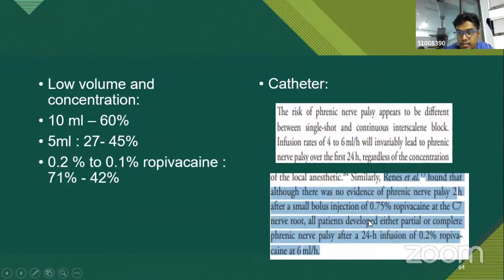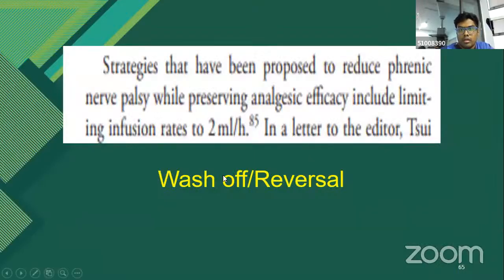And this is a study by Renes et al., where there is no evidence of phrenic nerve palsy 2 hours after the small bolus injection of 0.75% ropivacaine, the C7 route. But all the patients developed either partial or complete phrenic nerve palsy after a 24-hour infusion of 0.2% ropivacaine at 6 ml per hour. Now, how safe are we when giving an interscalene block? Of course, you'll have to give an infusion rate of 2 ml per hour.